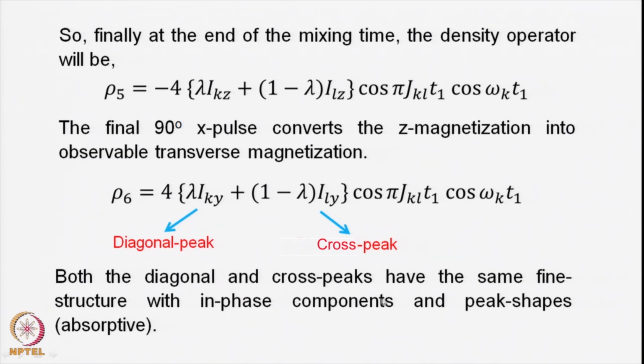Therefore, they will both have the same shape, you have both peak shapes on the F1 dimension, and here it will be absorptive line shape because we have this cosine omega k T1, cosine pi j k L T1. This produces two peaks at omega k plus pi j k L and omega k minus pi j k L. So, two frequencies, but this will be cosine and therefore they will be absorptive line shapes.